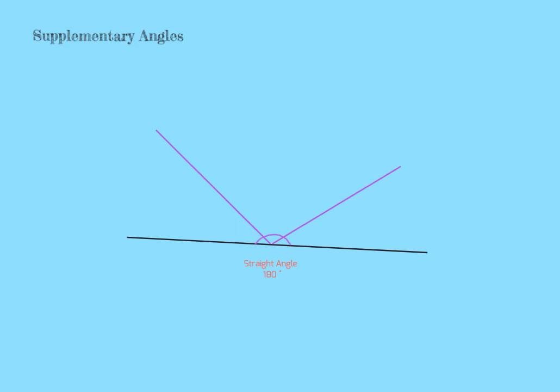Okay, now let's look at supplementary angles. Now these work very similarly to complementary angles, except instead of adding to a right angle, they add to a straight angle. So supplementary angles are any number of smaller angles inside there that add up to 180 degrees, which forms a straight angle. So think supplementary equals straight, complementary equals right angle.